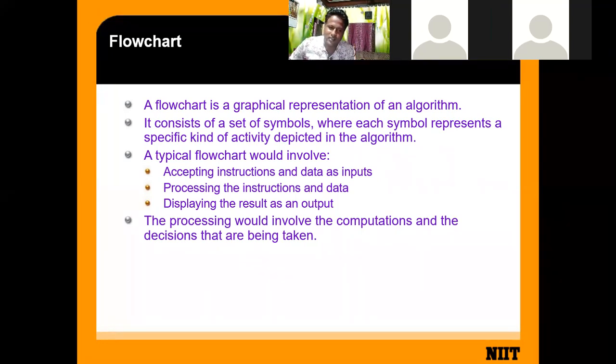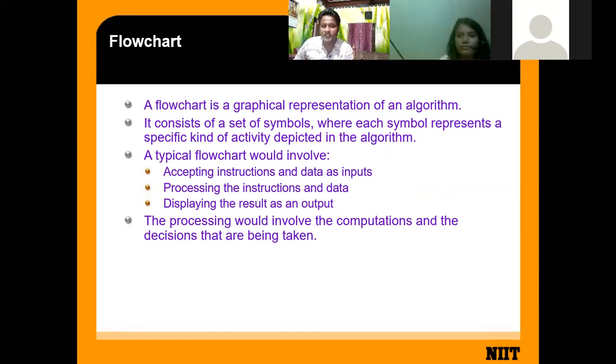So that is called symbols or flowchart. A flowchart is a graphical representation of the algorithm. It consists of a set of symbols where each symbol represents a specific kind of activity. In a flowchart, every logic has a different meaning.